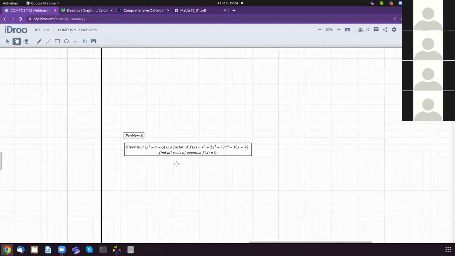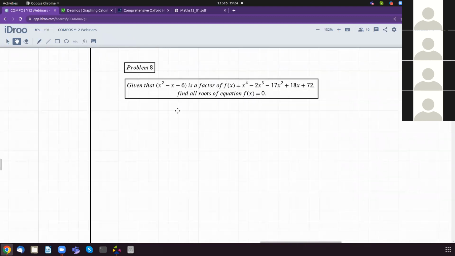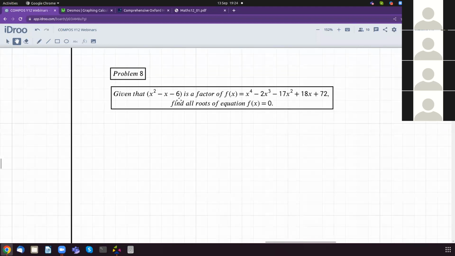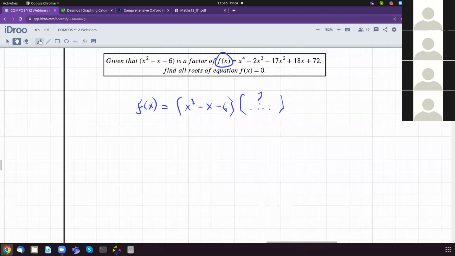Okay, finally, we have this problem. This is sort of the factor theorem: given that x squared minus x minus 6 is a factor of that, find all roots of the equation. So if this is a factor, that means f of x can be written as x squared minus x minus 6 times something. So we need to find that something. To do this, we use long division.